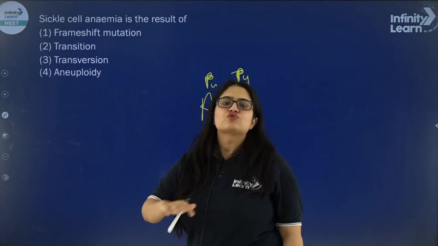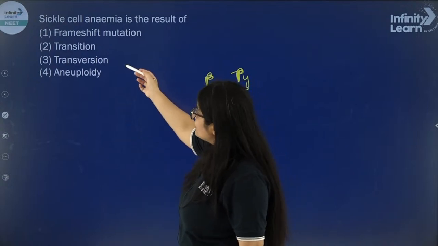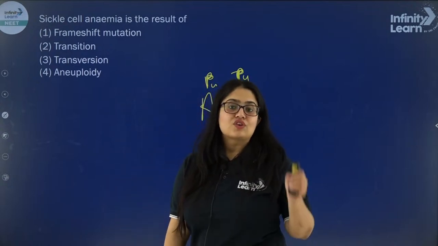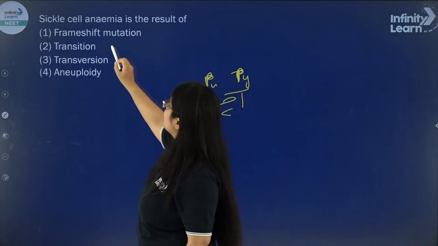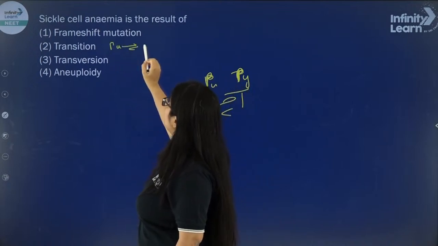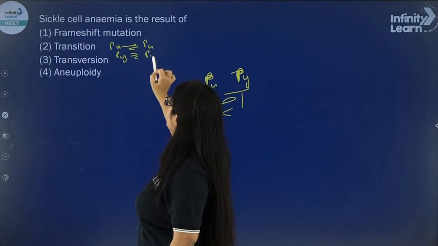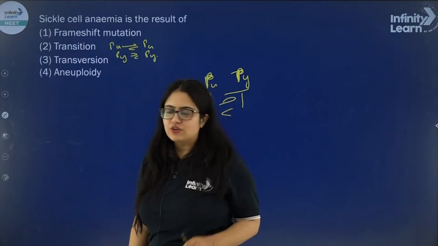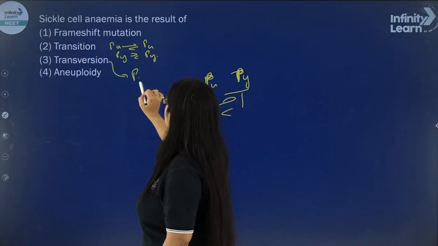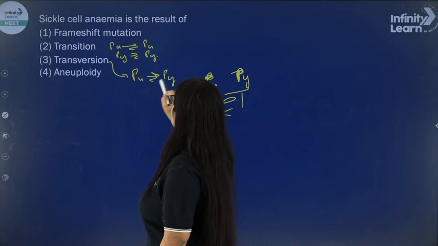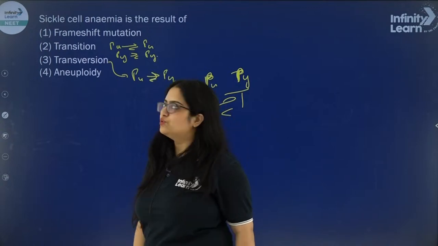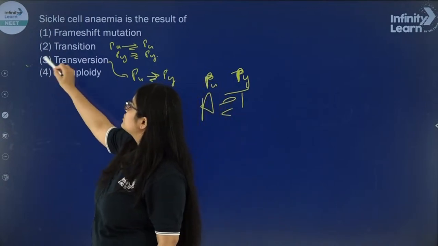And substitution is also of two types, transition and transversion. So what happens in transition? In transition, a purine is replaced by a purine, or a pyrimidine is substituted by a pyrimidine. But in transversion, a purine and a pyrimidine get substituted for each other. So hence the answer is transversion.